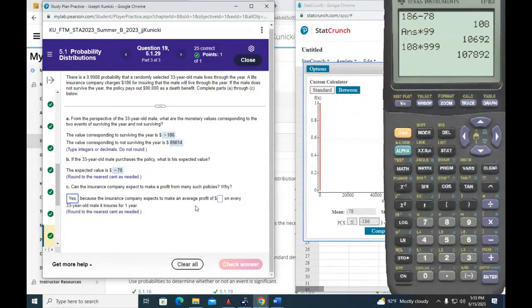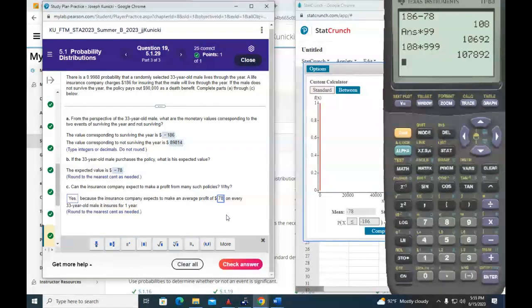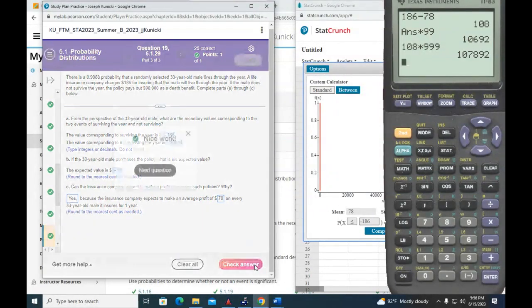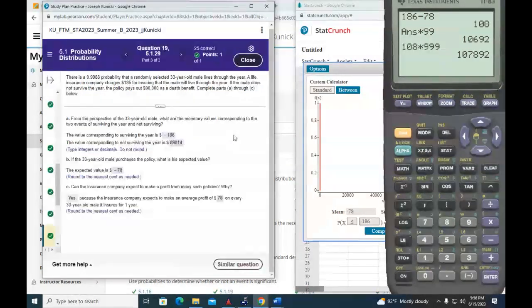Yes, because the insurance company expects to pay an average profit of $78 on every 33-year-old male. See? Because don't forget, the expected value is from the insured's point of view. So the minus means that's what the insurance company's giving. Usually you go from the person that's paying. If you're working for a casino, you're going to turn it around. You're going to tell your bosses, yeah, you see that expected value is 78. We can expect to keep $78 of every one. You know what I mean? It all depends on who you're doing the accounting for.